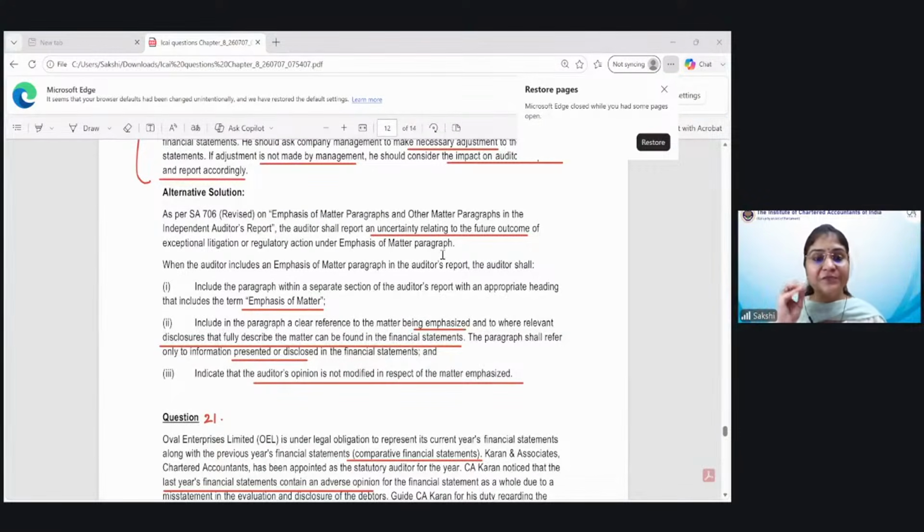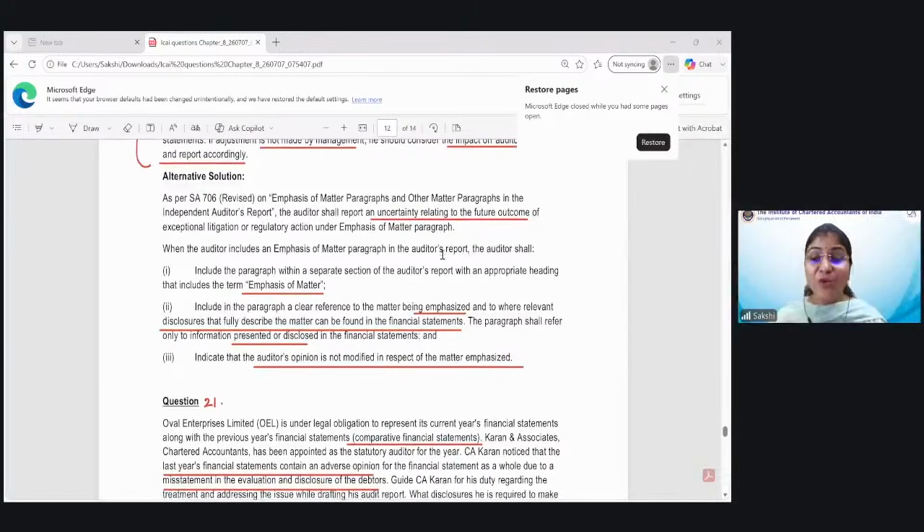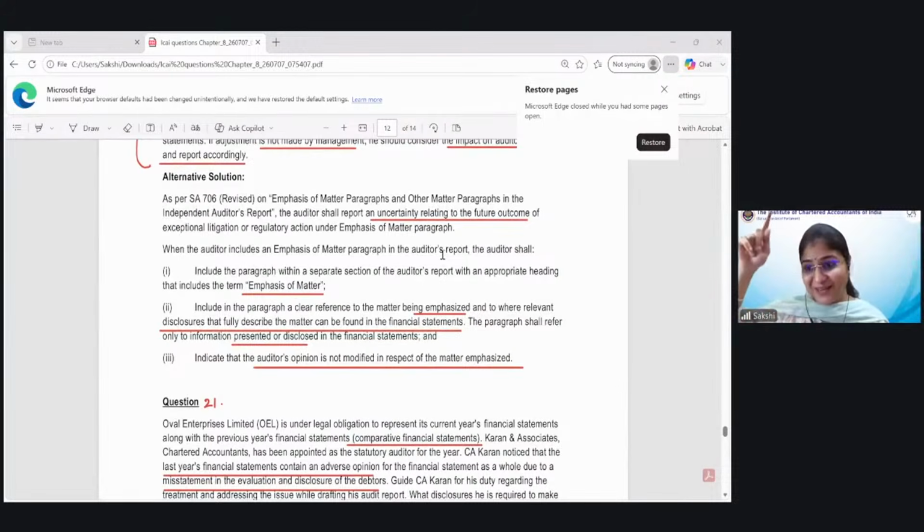Here, the entire focus of ICAI was to test your understanding of SA 706. If you have mentioned 501, if you have mentioned Section 143(3), well and good. But if not, still you will get marks. No marks will be deducted for not mentioning SA 501 or 143(3). But if you fail to explain 706 properly, then the marks will be deducted.